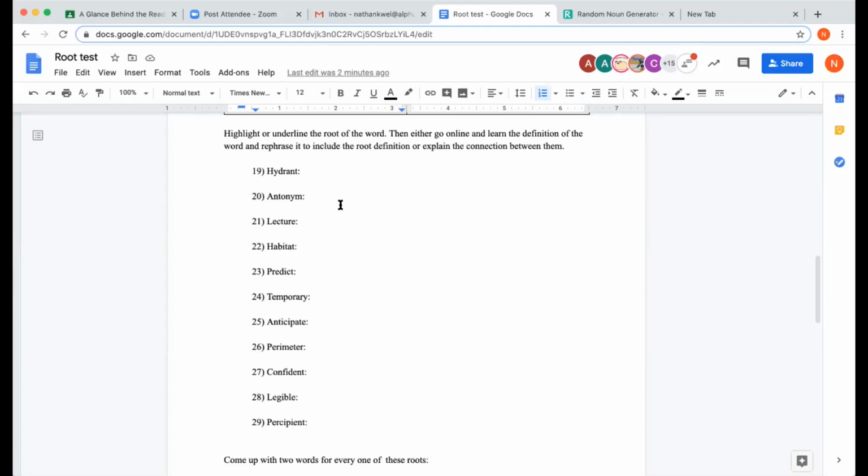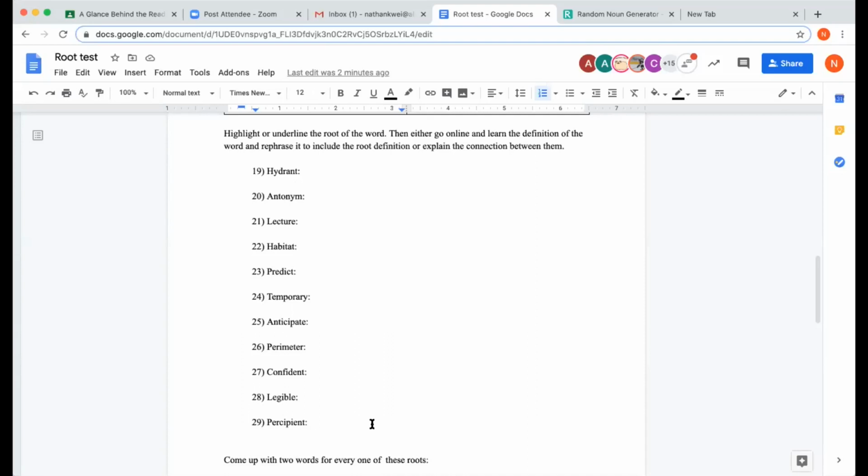So 19 and blah, blah, blah, whatever the root is. And then you can go online, or if you know the word, find the definition, and then explain how the roots and the words are connected. Kind of like how I do when I teach vocab every single day. When we do the first word, I mention what the root is, or what the root means. And then after that, I mention how it's connected to the word. And so this is more of an exercise.